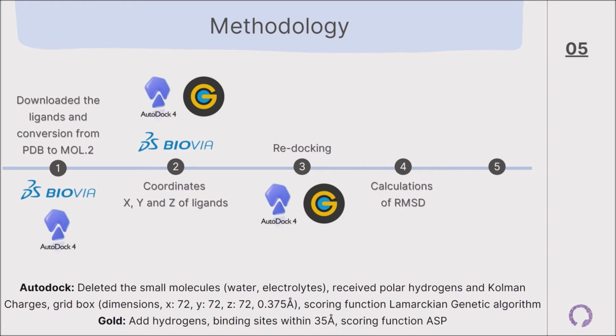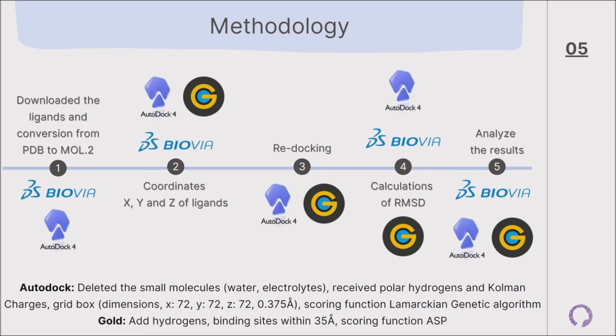After this, I calculated the RMSD using the original ligands as a reference. In Autodock, I used the program Discovery Studio to do this calculation, but in Gold, the RMSD was done inside the software. The fifth and last step was to analyze the results generated in both programs using Discovery Studio.